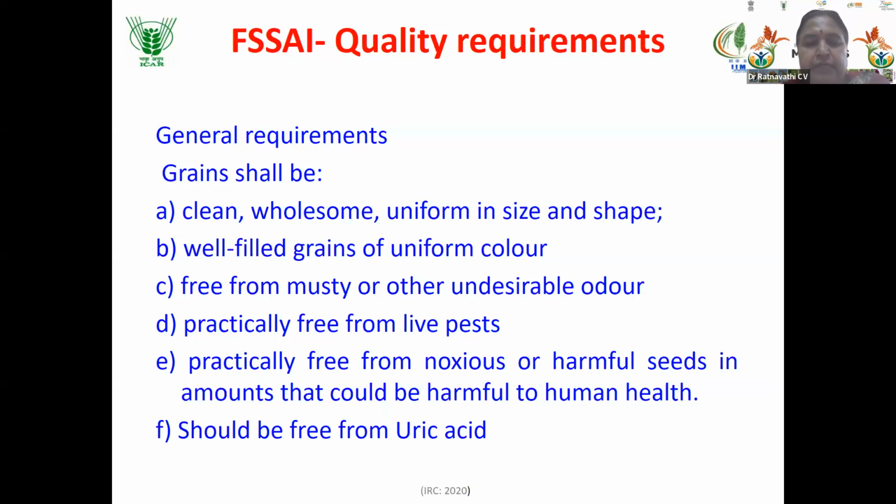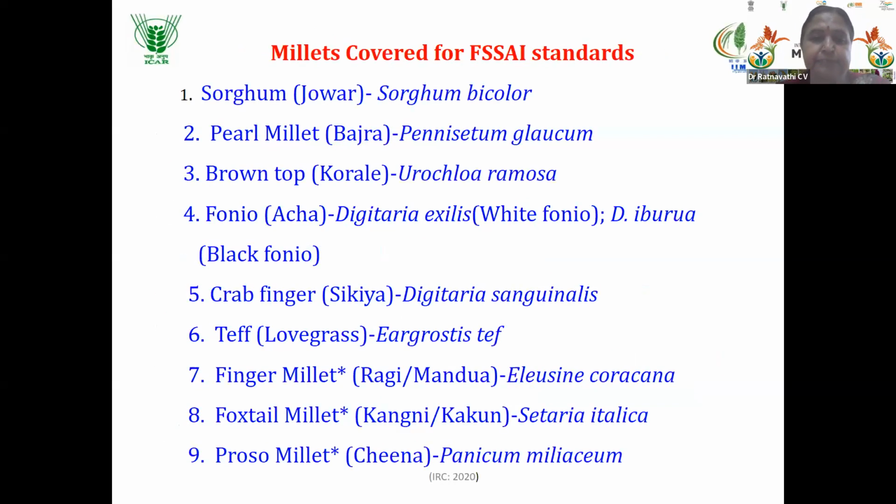Clean, wholesome grain, uniform in size and shape, should be available, and well-filled grains of uniform color. For this, you need to have a grader and separate the well-filled grains, and free from musty or other undesirable odor. Once any moisture contamination is there, the grains become musty and an undesirable odor comes. The grain should be practically free from live pests, and also practically free from noxious or harmful seeds in amounts that could be harmful to human health. And it should be free from uric acid.